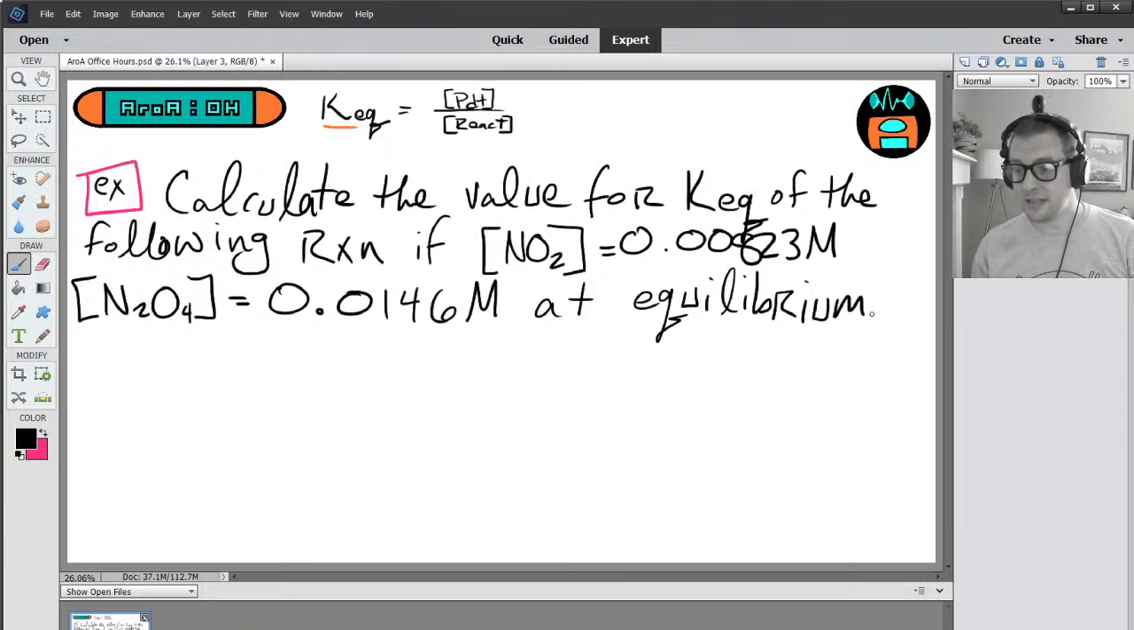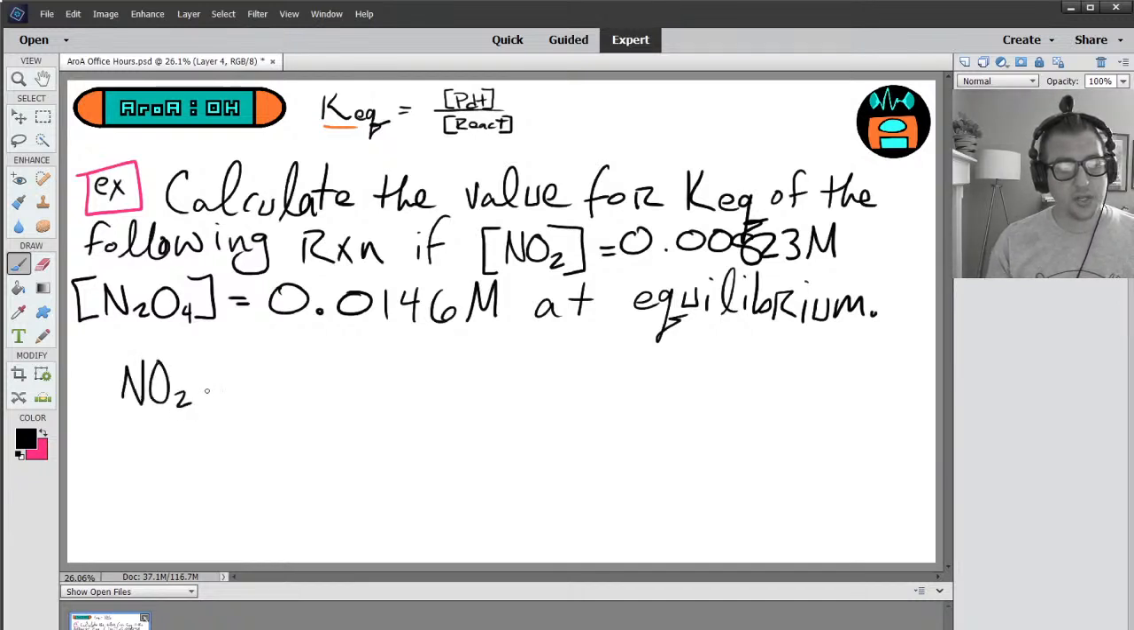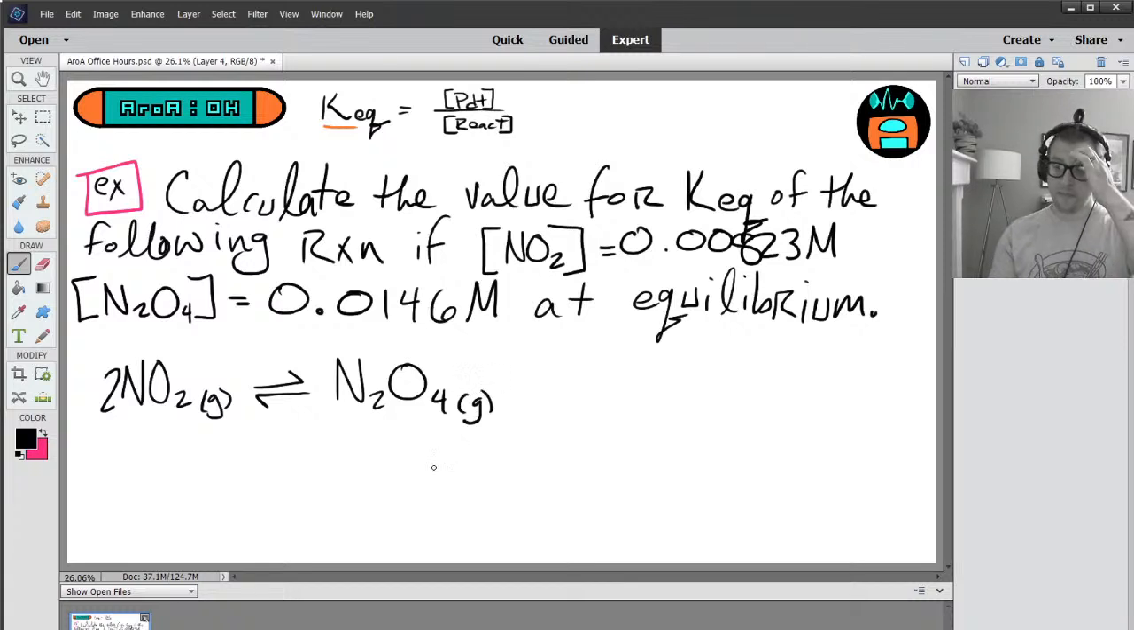All right, and the reaction being spoken of is the reaction of NO2 gas reacting reversibly to form N2O4, which is also a gas. Now, before we can calculate our equilibrium constant, we need to write the mathematical expression for the equilibrium constant of this reaction.